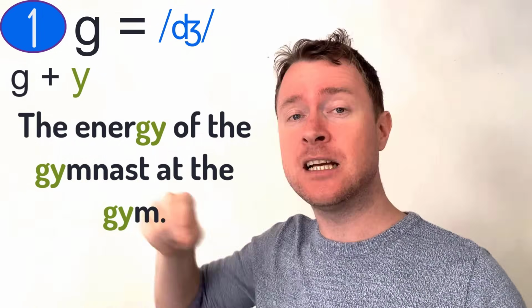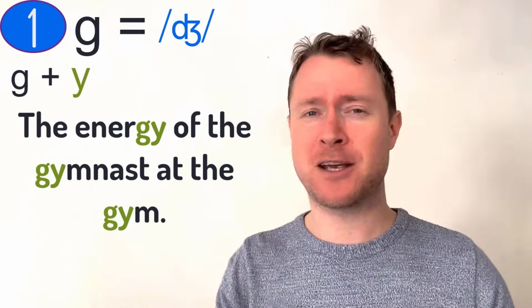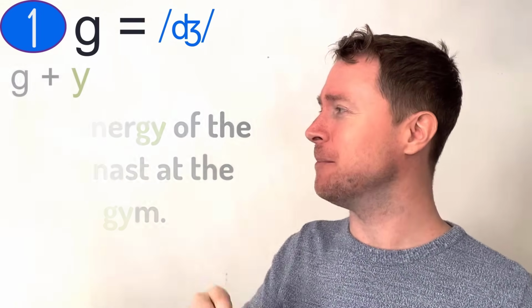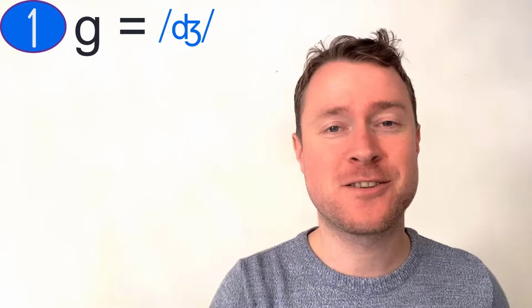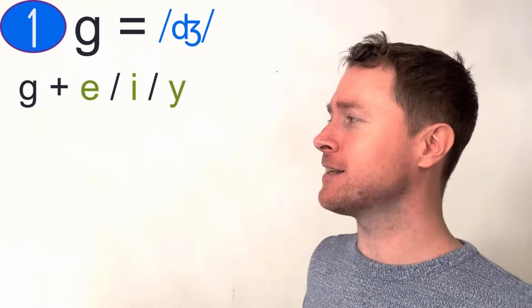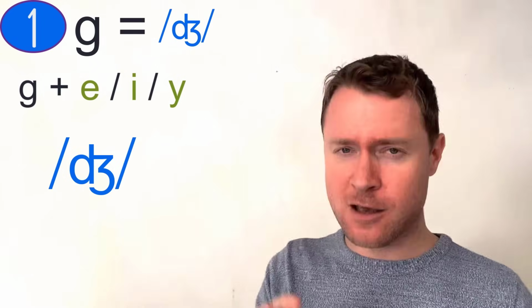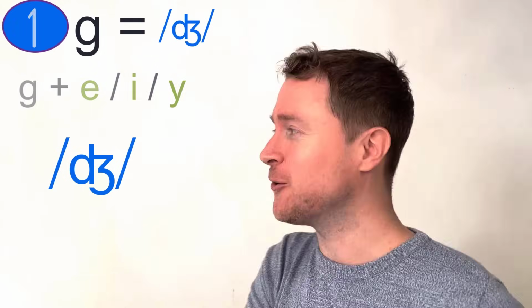The energy, G, of the gymnast at the gym. That will definitely make sure you remember gym. Okay, gym, gym. So remember, the letter G plus the letter E, the letter G plus the letter I, and the letter G plus the letter Y normally means that you pronounce that letter G as a J sound, okay? With some small exceptions.